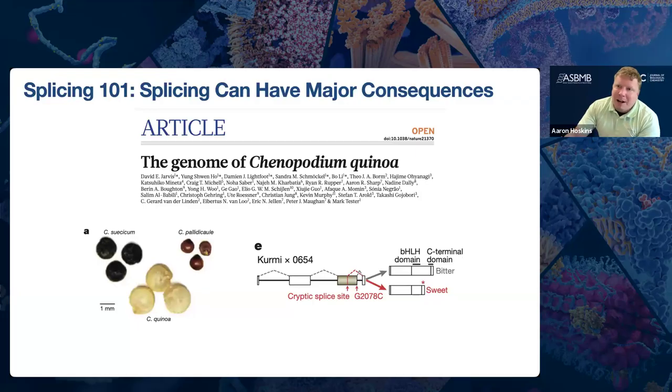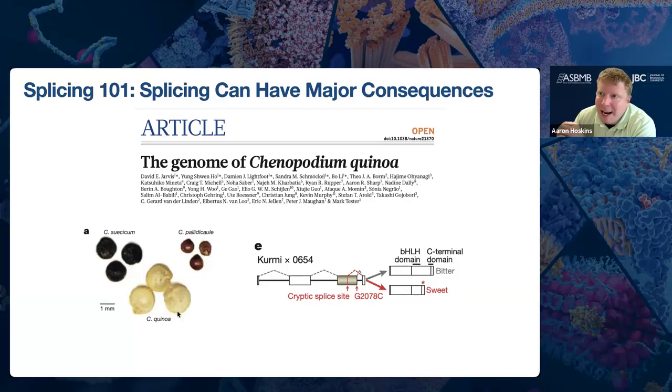Splicing can have major consequences for organisms, and I'm just going to give you three examples that I often think about, kind of my favorites. One example comes from quinoa, and the domestic quinoa that we eat is a sweet variety. We can't eat non-domesticated quinoa because it contains a very bitter compound, a type of molecule called a saponin, that not only tastes bad but has hemolytic activity.